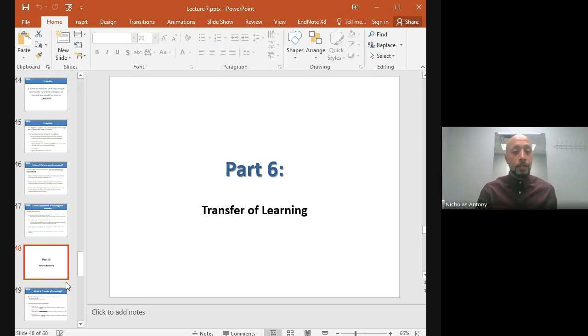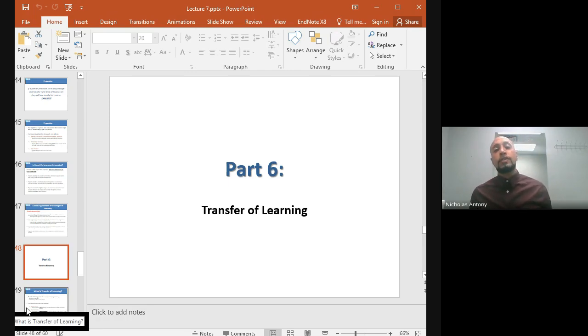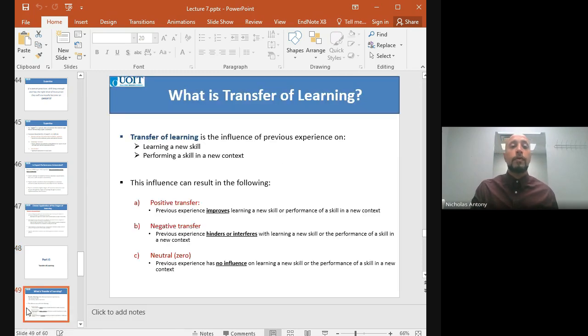And then in the last couple of slides, we're going to be talking about transfer of learning and what that means in relation to motor learning. So transfer of learning is a way to describe how the influence of previous experience will affect our learning of a new skill or performing a skill in a new context.